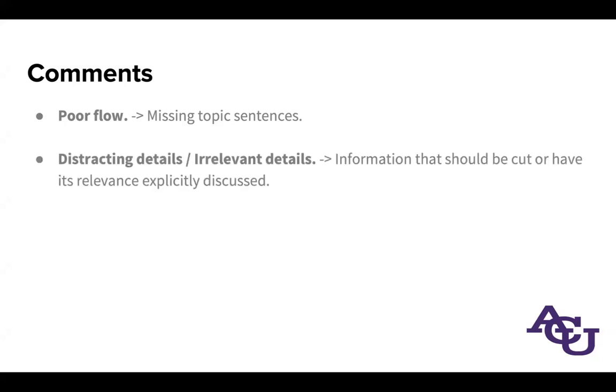A comment about distracting or irrelevant details. That's either information that should be cut because it's not part of your argument, or you need to make it clear how or why that is relevant.